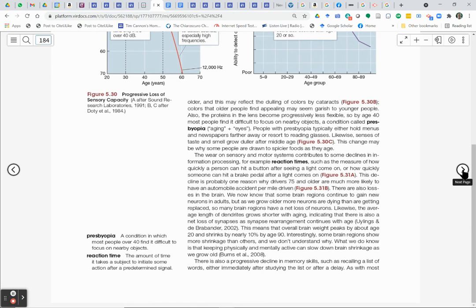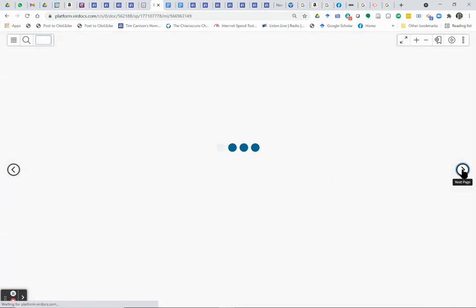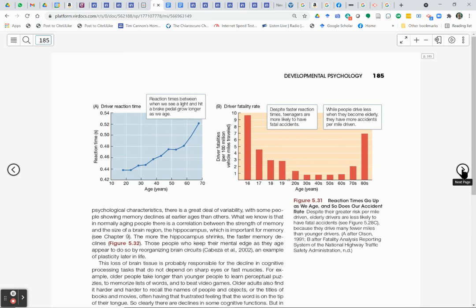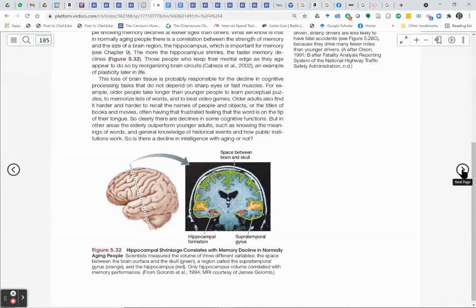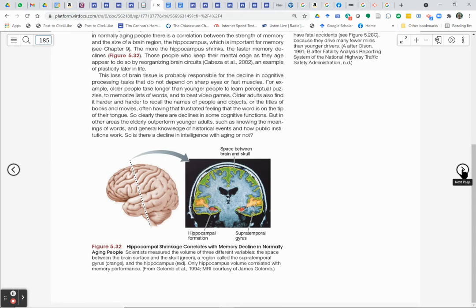And one thing that the elderly sometimes have trouble smelling is the odorant they put in natural gas. So they can fill their homes up with gas and die. Reaction times, oh geez, look at that. Our reaction time must be going up. Fatality rates, I'm not in my 80s, but that doesn't look good. Again, self-driving cars would fix that. Hippocampal shrinkage correlates with memory decline. That person has pretty big ventricles. And the hippocampus is not too big in that person. I hope I'm not there.